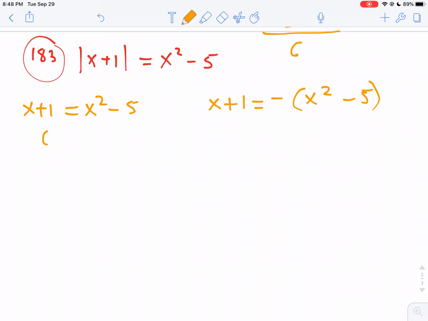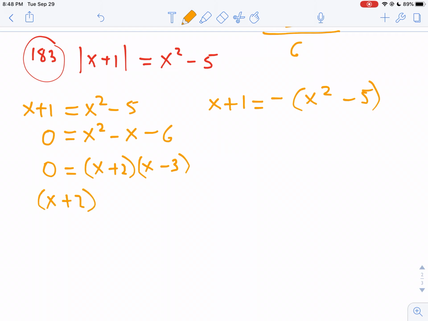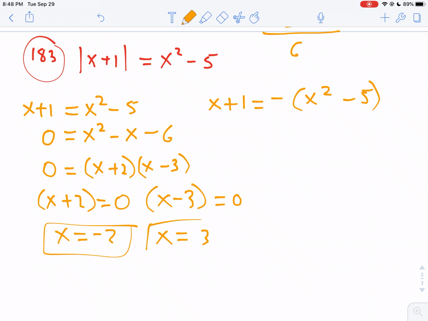Okay, so I'm going to make this 0. X squared minus x minus 6. I could see that I could quickly factor this, looking at a minus 3 and a positive 2. So your answers are going to be x equal to negative 2, x equal to 3. These are possible answers, so make sure you check the answer. Possibly, like I said, you could have an extra root. Okay, so that's the first part.